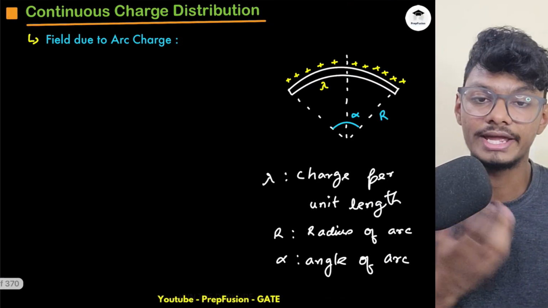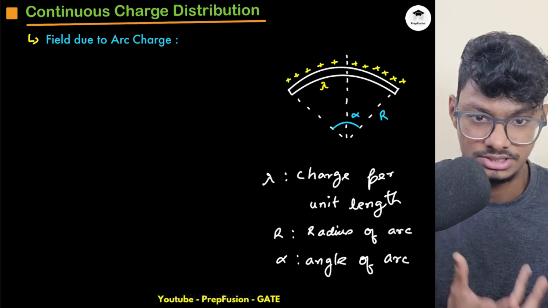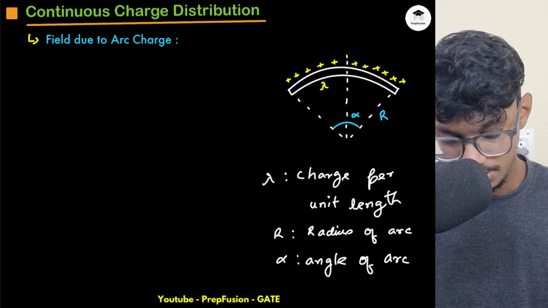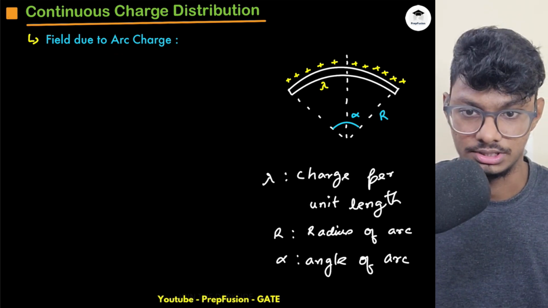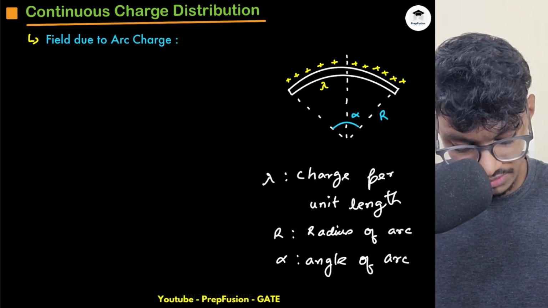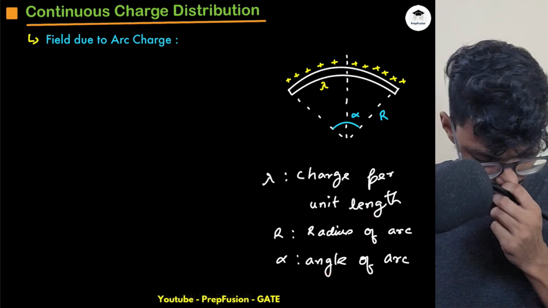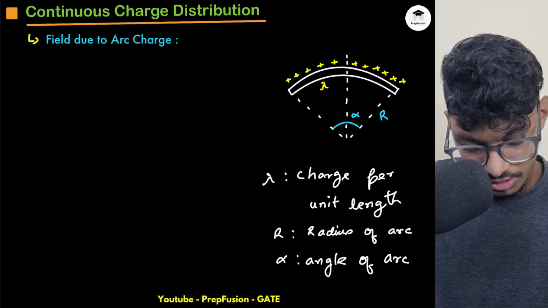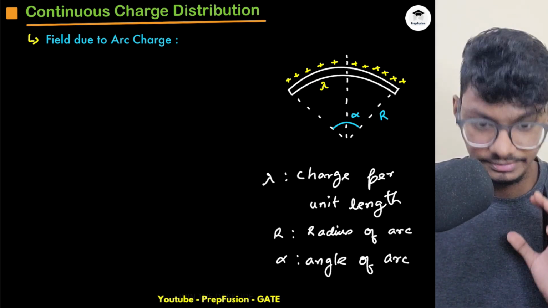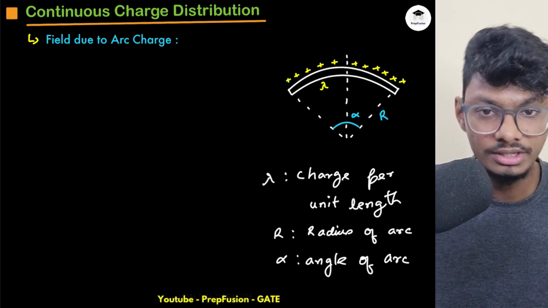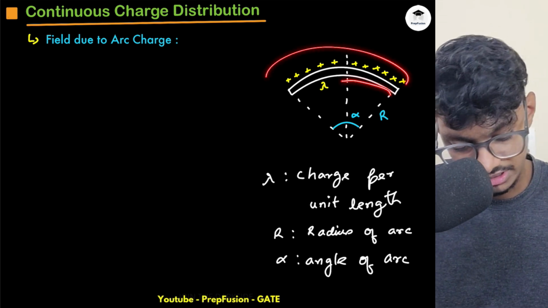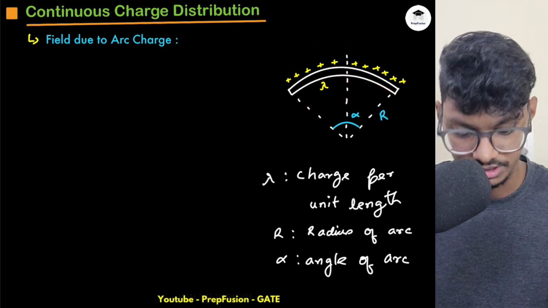Now if I have an arc charge, how will I find the electric field due to arc charge? The electric field due to arc charge will involve lambda, the charge per unit length, the radius of the arc, and the angle of the arc. The electric field due to arc charge will be the same, just the difference is that my theta won't be from 0 to pi, right? Because basically this whole thing covers getting the q charge.